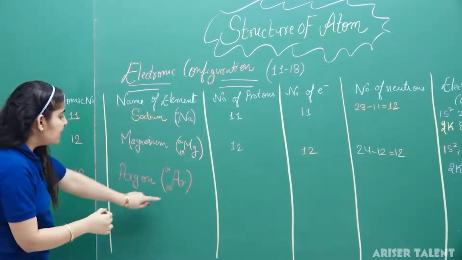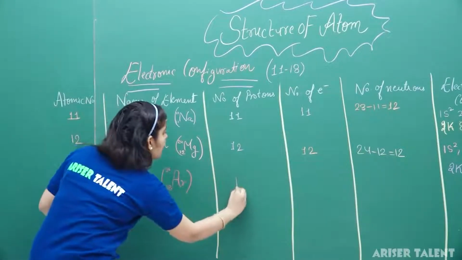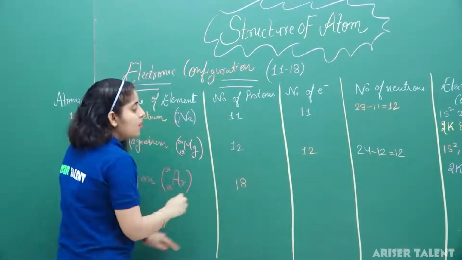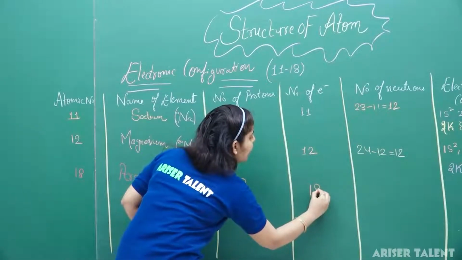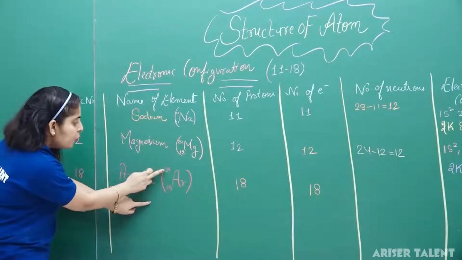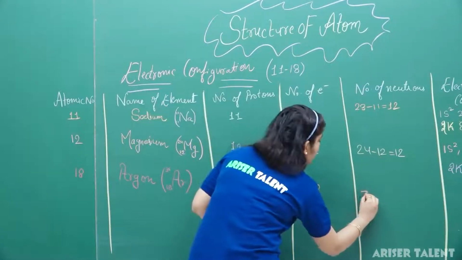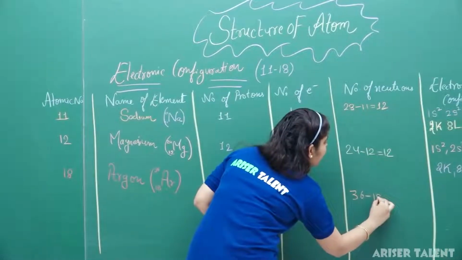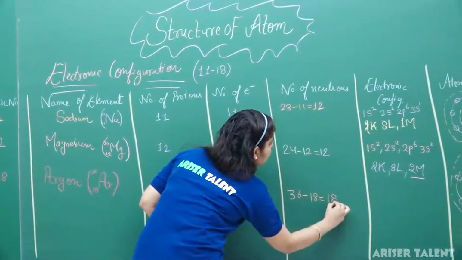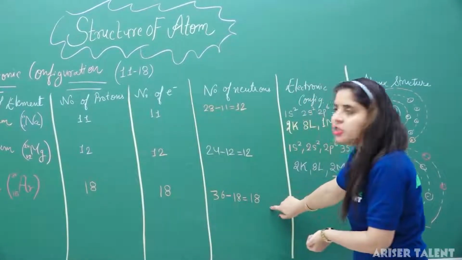So what we see here, the atomic number will be the number of protons. So the number of protons here is 18. The number of electrons again here is 18. We want to calculate the number of neutrons. The number of neutrons will be calculated by subtracting both these terms. So 36 minus 18 will give us 18. Now we want to write the electronic configuration for argon.